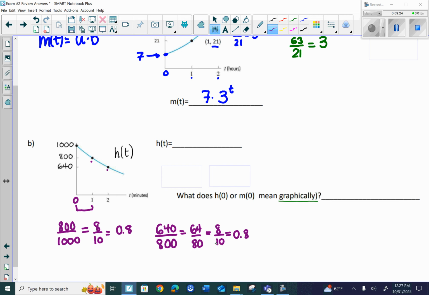So I have the growth factor of 0.8, and this function is nice because it gives me the initial value of 1,000, so I can put 1,000 in there. Okay, so what does h of 0 or m of 0 mean graphically? Well, 0 is the input, so that would be my 0 input, and whatever I get as an output would mean my y-intercept. So that was a question I had on my review for my students.